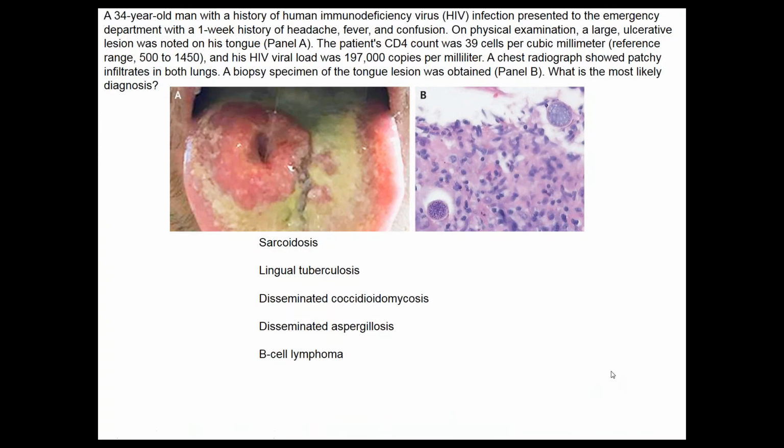Difficult program today. Here's the image out of the New England Journal this week. You can see it's a tongue, has a hole in it. It's a 34-year-old man who has HIV. He presents to an emergency department with headache, fever, and confusion.